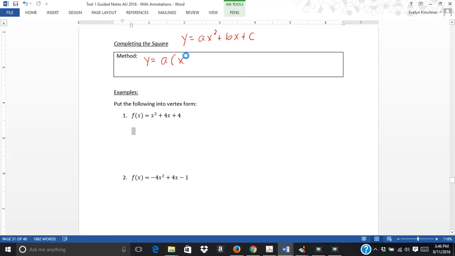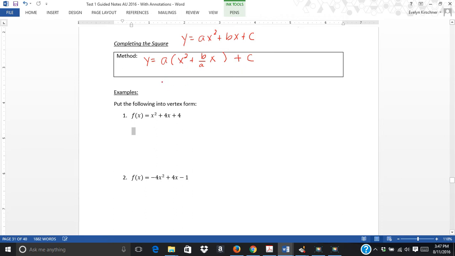So I have y equals, and I would take out the a. So I have a times x squared plus b over a x, and then I'm going to say plus c. I'm not going to do anything with the c. So that's like ax squared plus bx. Now when you complete the square, you take half of this value and then you square it. So you have to add it to both places.